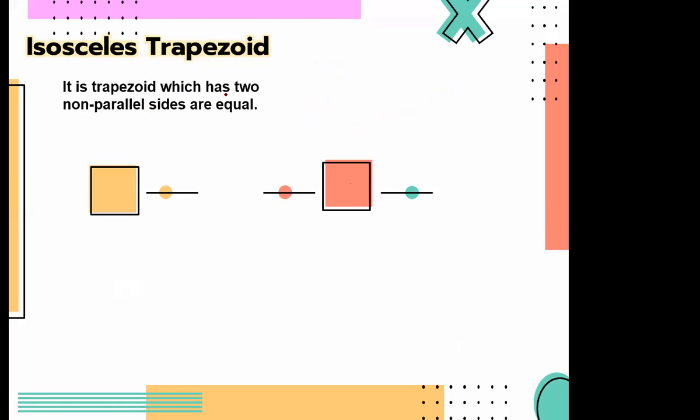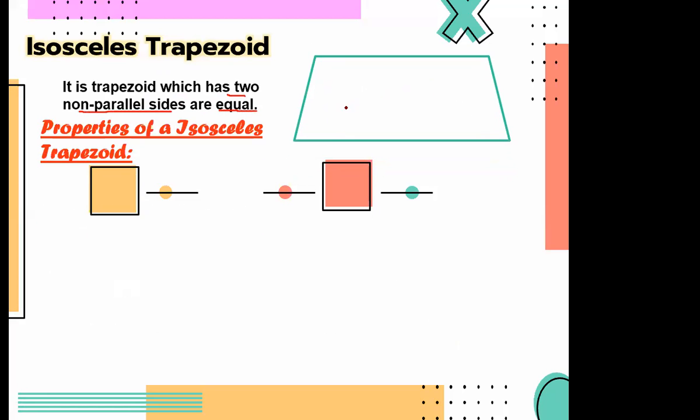An isosceles trapezoid is a trapezoid which has two non-parallel sides, and those non-parallel sides should be equal. Here you have an isosceles trapezoid, and as you can see, these are the non-parallel sides, and these sides should be equal. So if the non-parallel sides are equal, you will say that it is an isosceles trapezoid. Isos means same.